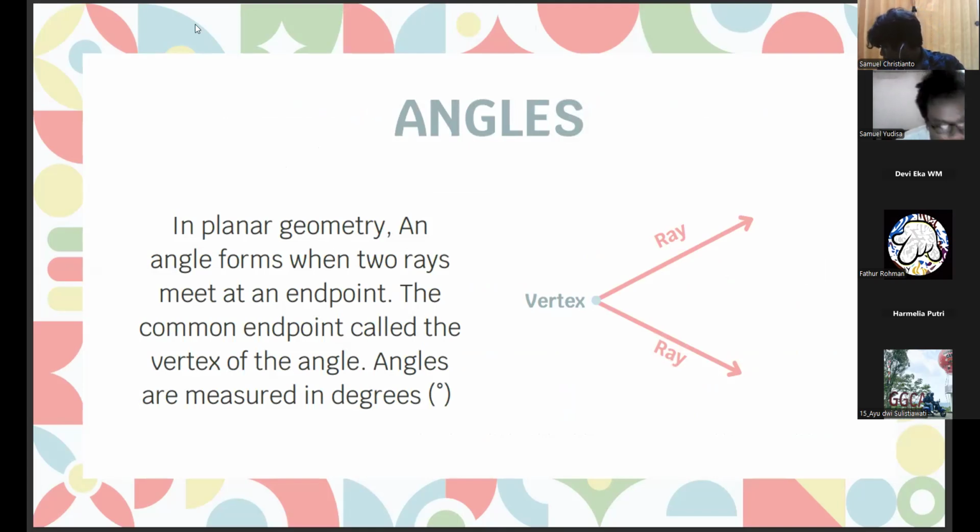Okay, the next content after lines is angles. An angle in planar geometry is a form when two rays meet at an endpoint. The common endpoint is called the vertex of the angle, and angles are measured in degrees. And next to it, there is an illustration of angles. Two rays meet at the starting point, which is the endpoint, and the endpoint is called the vertex.